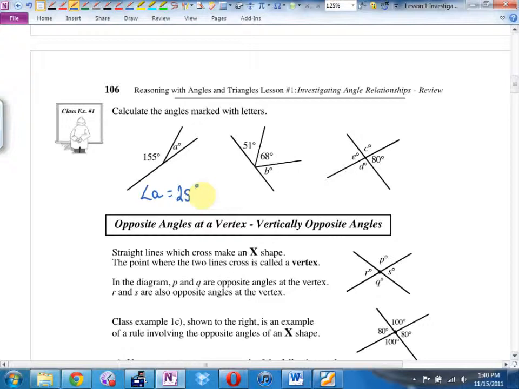How big does angle B have to be? And if you need to use a calculator, go ahead, or if you can do the math in your head, that's fine too. How big must angle B be? 61, is he correct? Yes?